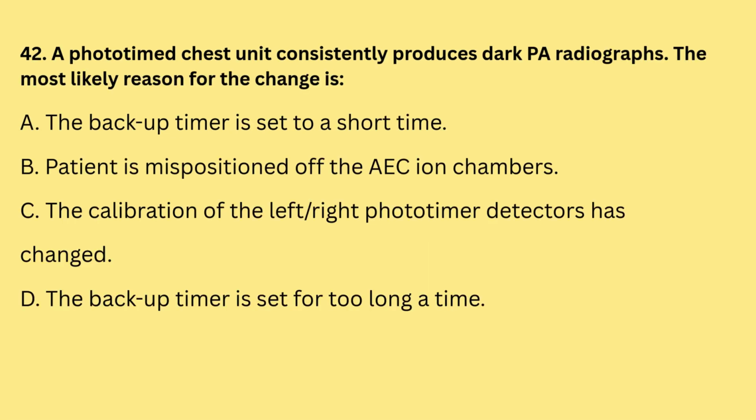Number 42. A phototimed chest unit consistently produces dark PA radiographs. The most likely reason for the change is A. The backup timer is set to short time, B. Patient is mispositioned over the AEC ion chambers, C. The calibration of the left and right phototimer detectors has changed, D. The backup timer is set for too long. The answer is C.